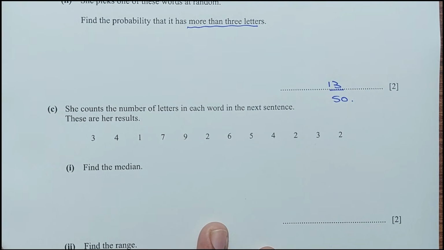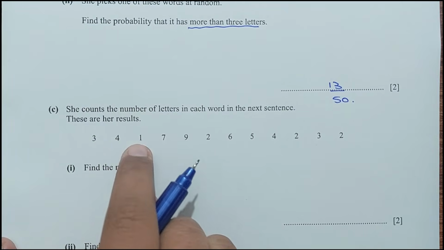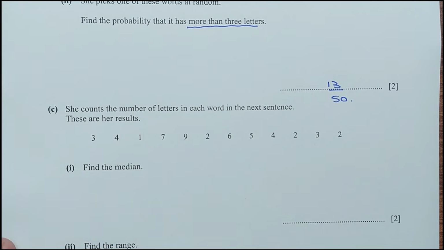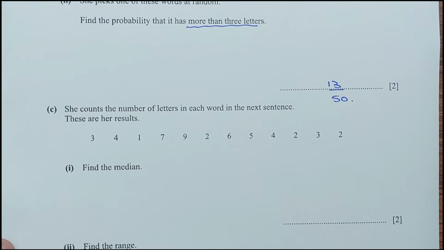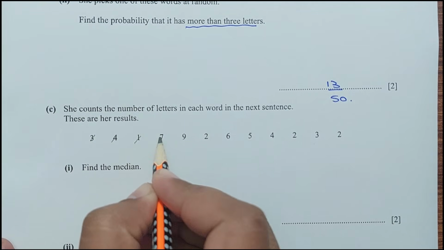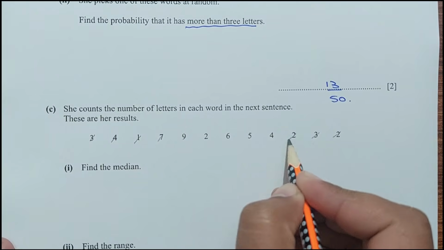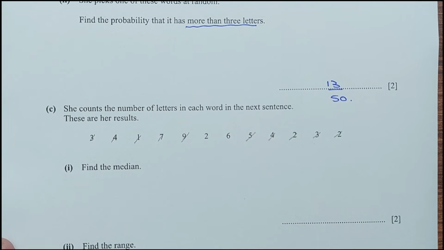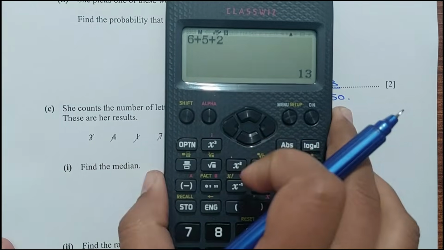Now for part C, she counts the number of letters in each word in the next sentence. These are her results. Number 1, find the median. Median is the middle value of the data; since there are an even number of values, the average of the two middle values is the median.